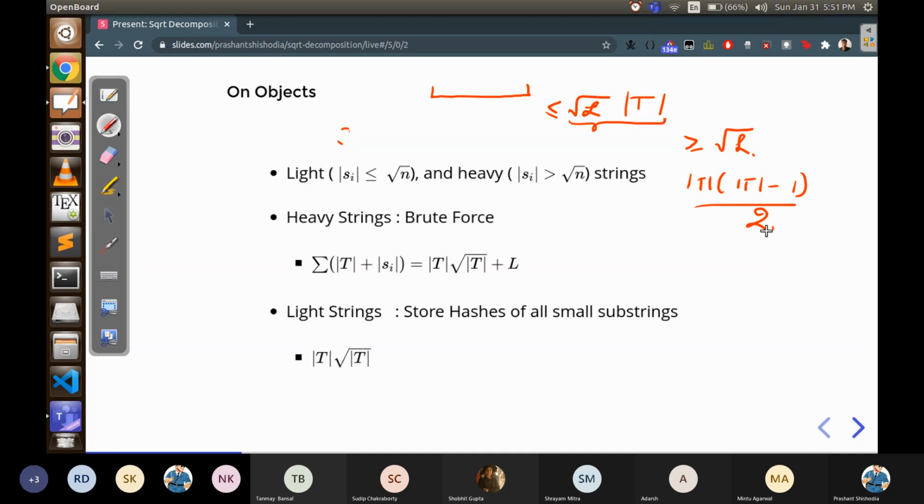Okay, so there is some confusion here, I guess. We are not hashing the query strings, we are hashing substrings of t.